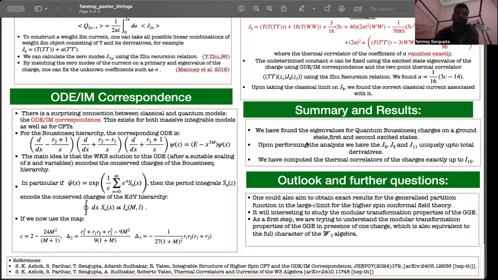Now, what we want to do, as I have discussed earlier, is study the generalized partition function. In the large central charge limit of the conformal field theory, it will also be interesting to study the modular transformation property of the generalized Gibbs ensemble. As a first step, we take only one charge, and we are trying to construct the modular properties of this object, which is also the full character of the W3 algebra.